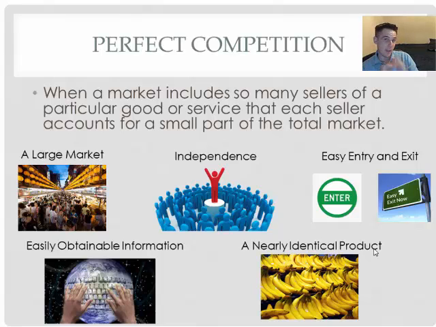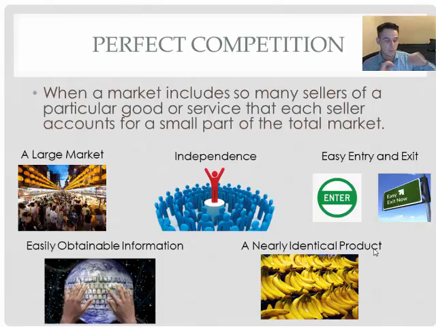Perfect competition. When you have absolute perfect competition, it's when a market includes so many sellers of a particular good or service that each seller accounts for only a small part of the total market. An example of not perfect competition would be smartphones. Right now, probably about 80% of the market share is controlled by Google, Android, and Apple. Microsoft has got a little piece, and there's other companies that have got a little piece, but it's pretty much dominated by those 2. That's not perfect competition.